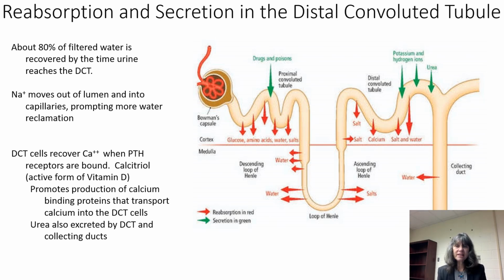We can also see that excess potassium and hydrogen ions, as well as urea, can be secreted into the potential urine in the distal convoluted tubules, and we know that urea can also be secreted into the collecting ducts to be excreted eventually. So urea can be secreted into distal convoluted tubules and collecting ducts, where it can be excreted with the urine.